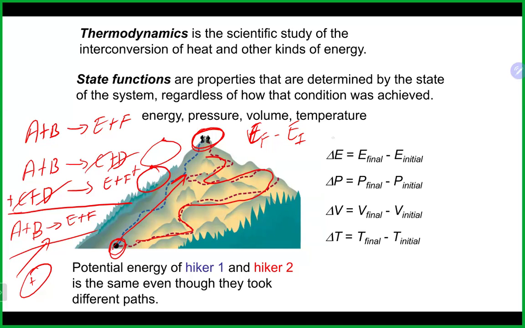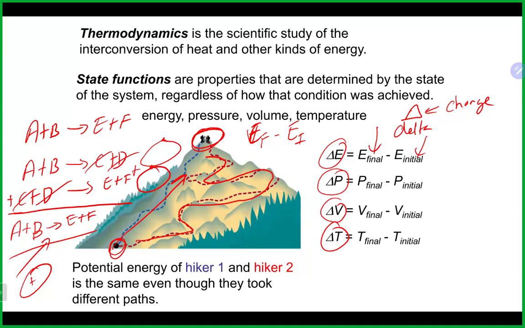And that's what we see here, by the way, when we see the delta symbol, that means a change. So that's the delta symbol, and that represents some type of change that's occurring. So when you have the change in energy, the change in pressure, the change in volume, the change in temperature, you can see really the only two things that are important is the final state and the initial state.